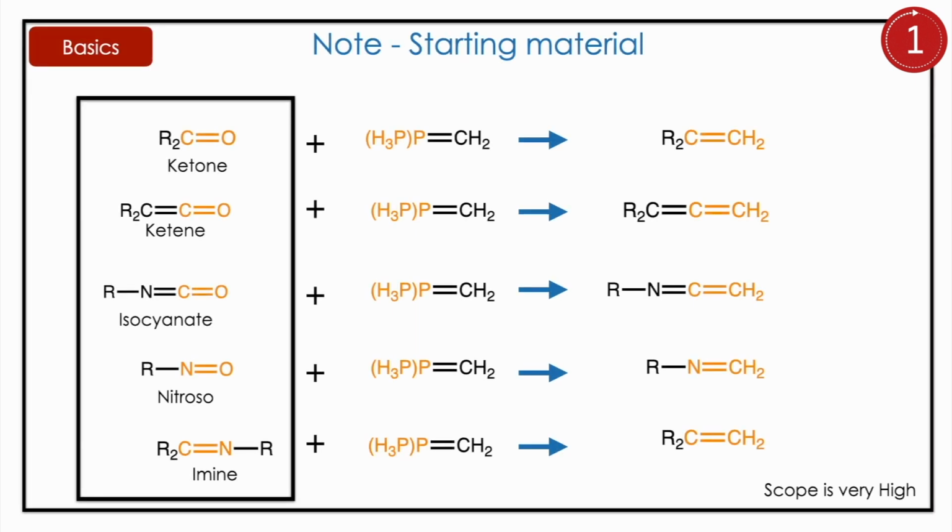Then the next important basic is a note on the starting material. The starting material can be anything, need not be only a carbonyl. You can start from ketene, which is a cumulative double bond, and end up with alkene, or isocyanate, end up with alkene, or nitroso, end up with alkene, or even imine, end up with alkene. So all these starting materials are possible, ending up with alkene. So the scope of the Wittig reaction is high, and stereochemistry is good. That's why it is a very important named reaction.